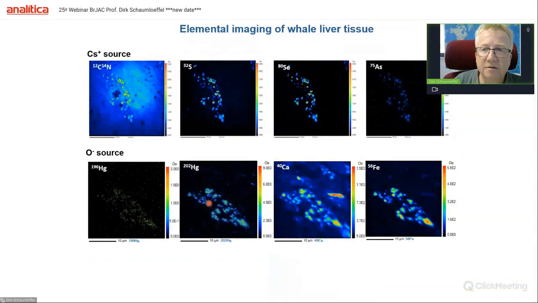Here's a second example. Again selenium and mercury. We also detected arsenic inside, and iron, calcium, but again we saw the selenium mercury particles in the whale liver, apparently a product of a detoxification process in the whale.